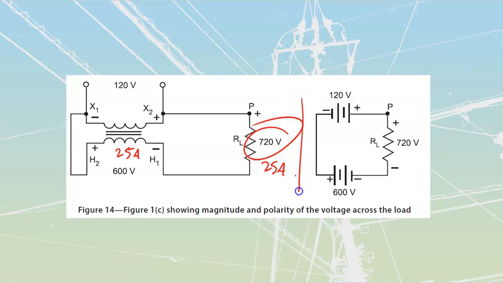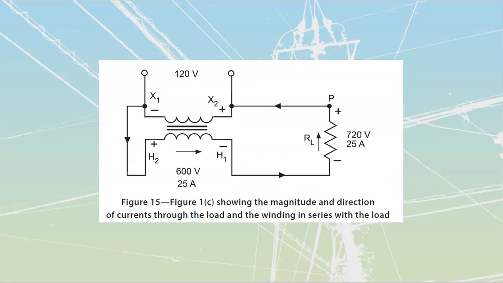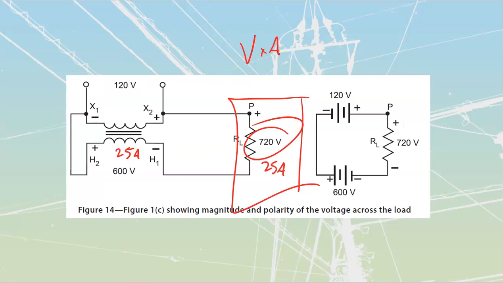What does that give us for total amount of power out? Well, we just take our volts and multiply them by our amps. It's going to give us our VA: 720 multiplied by 25, which gives you a grand total of 18 kVA that we are going to have out of it.